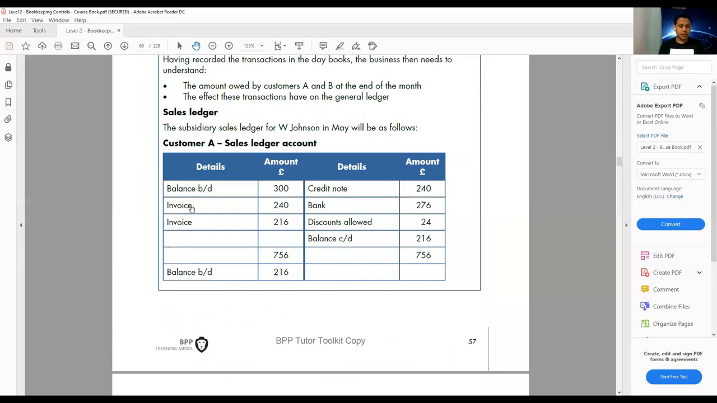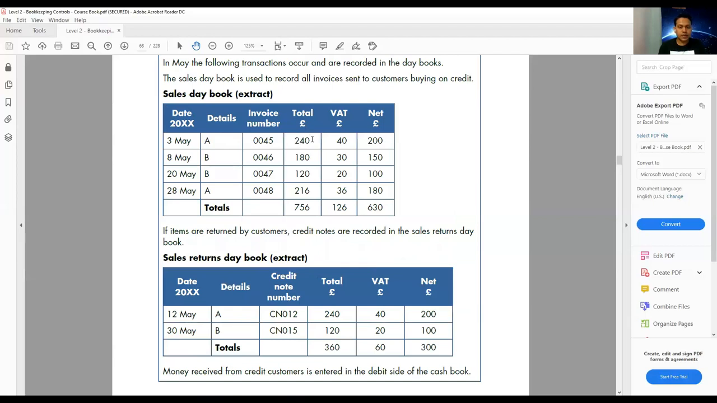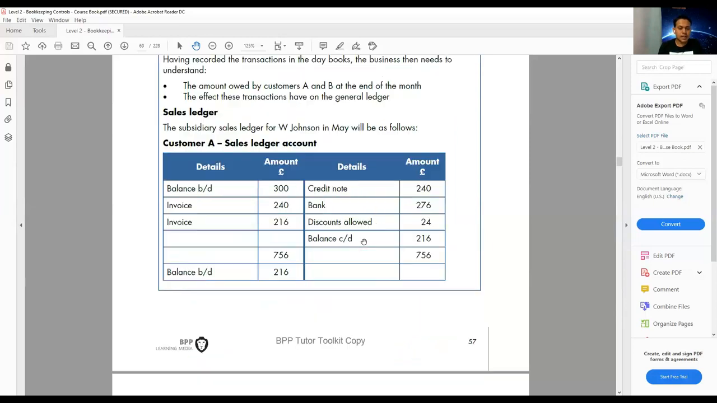Then there are two invoices, which means we have made sales twice after the opening balance to that customer. So let's have a look at the sales table. On the sales table, I can see I made a sale to customer A for 240, and to customer A again for 216. So twice I made a sale to this customer. So 240 and 216 should come on the debit side. If I make a credit sale, that will increase his balance, so I'm writing on the debit side. That's my asset, I'm expecting the money from him.